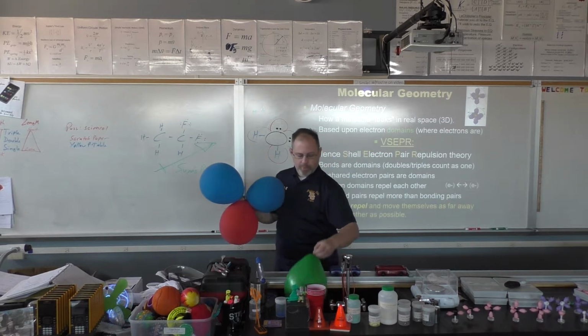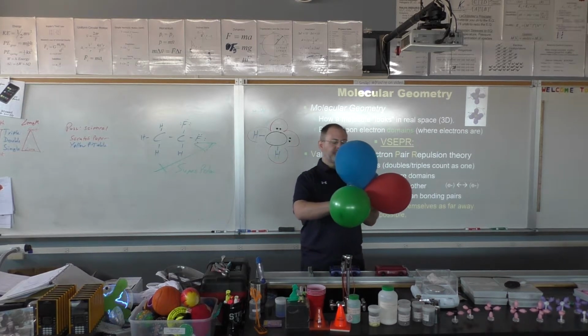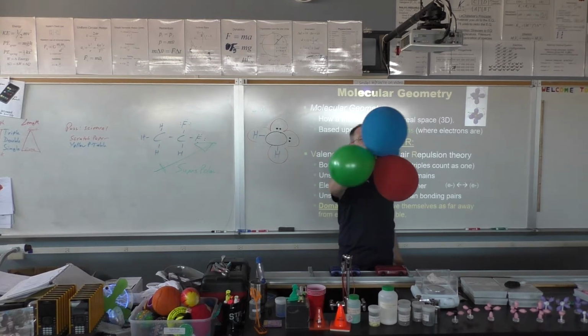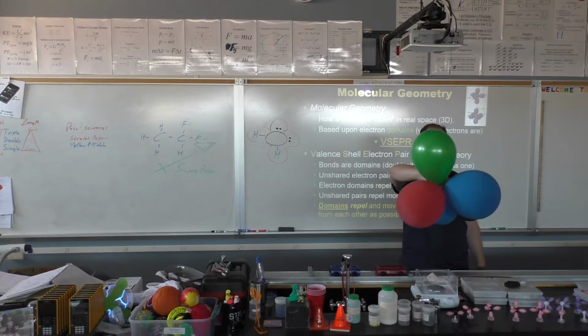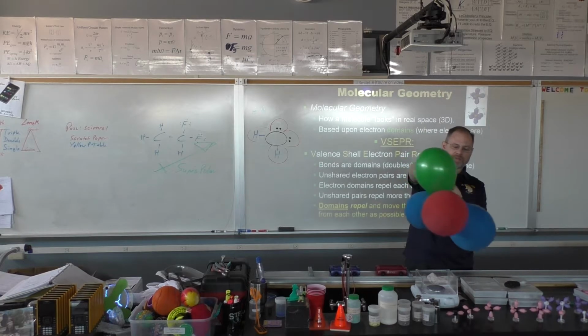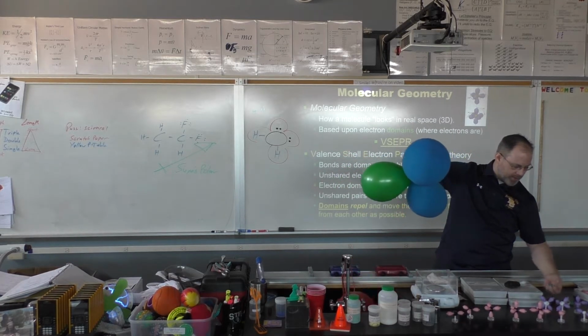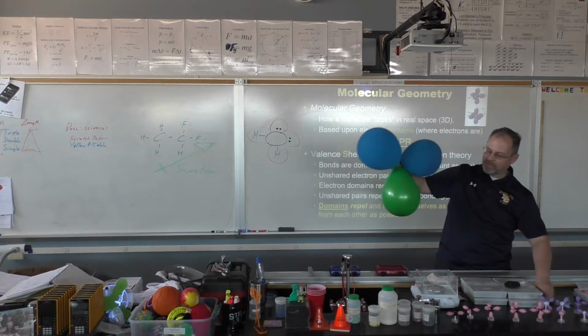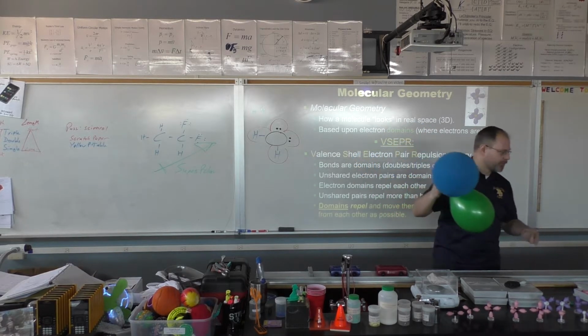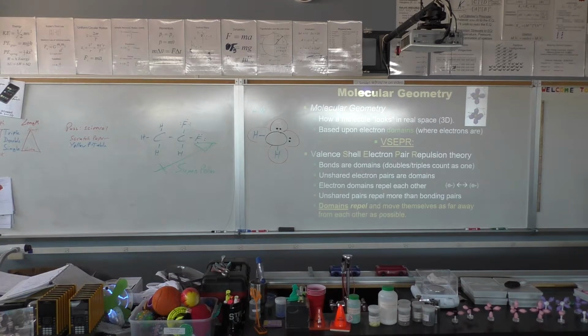If you have four domains, those four domains want to get as far away from each other as possible. And they make this crazy design called a tetrahedron. And I have some four-sided, oh, I lost a domain. I have some four-sided dice which I'll pass out. These are four-sided dice where each domain is at a vertex. It creates this crazy shape where it only has four vertices.